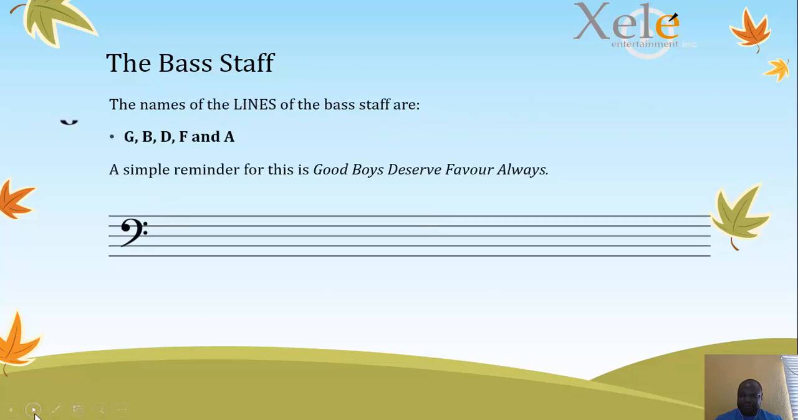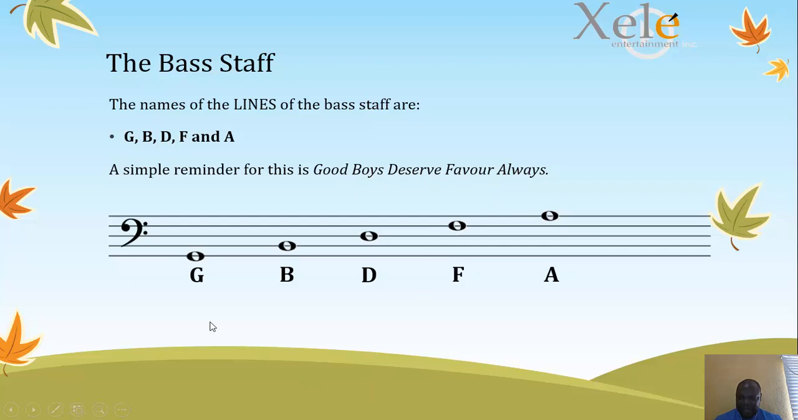So continuing from that first line, all the lines of the bass staff are G, B, D, F, and finally we have A. Again, the lines of the bass staff are G, B, D, F, and A, right? And a simple way to remember all these alphabets will simply go: good boys deserve favor always.